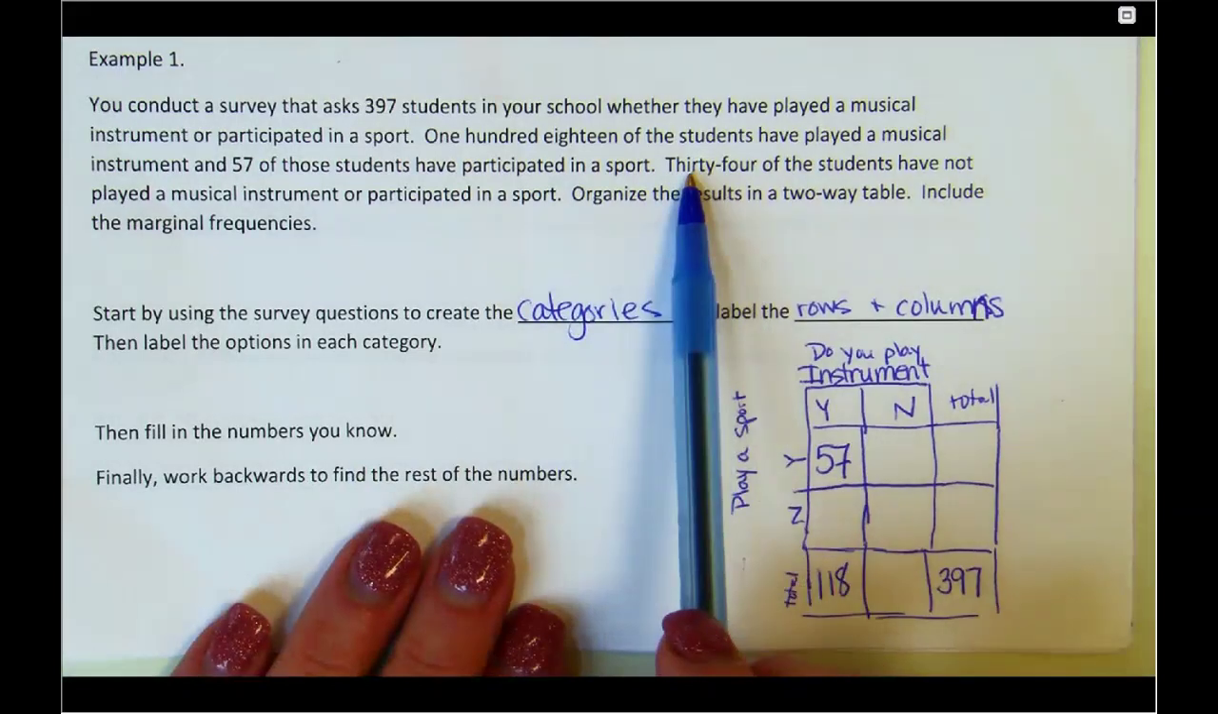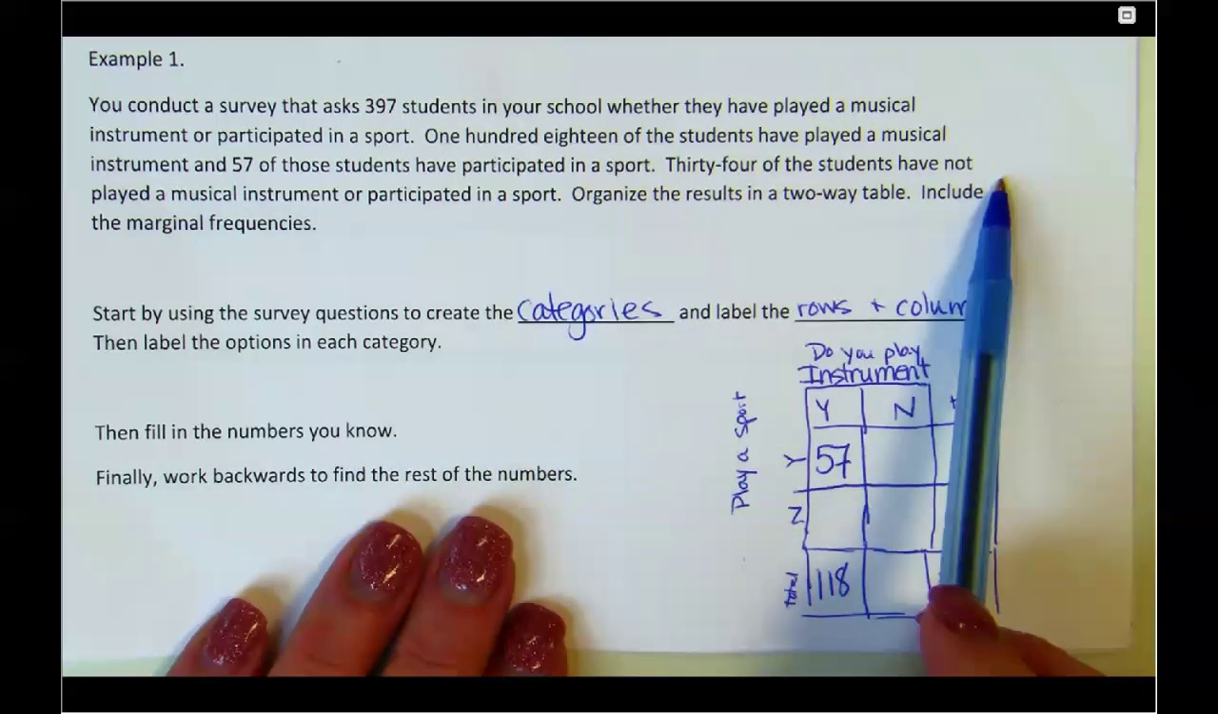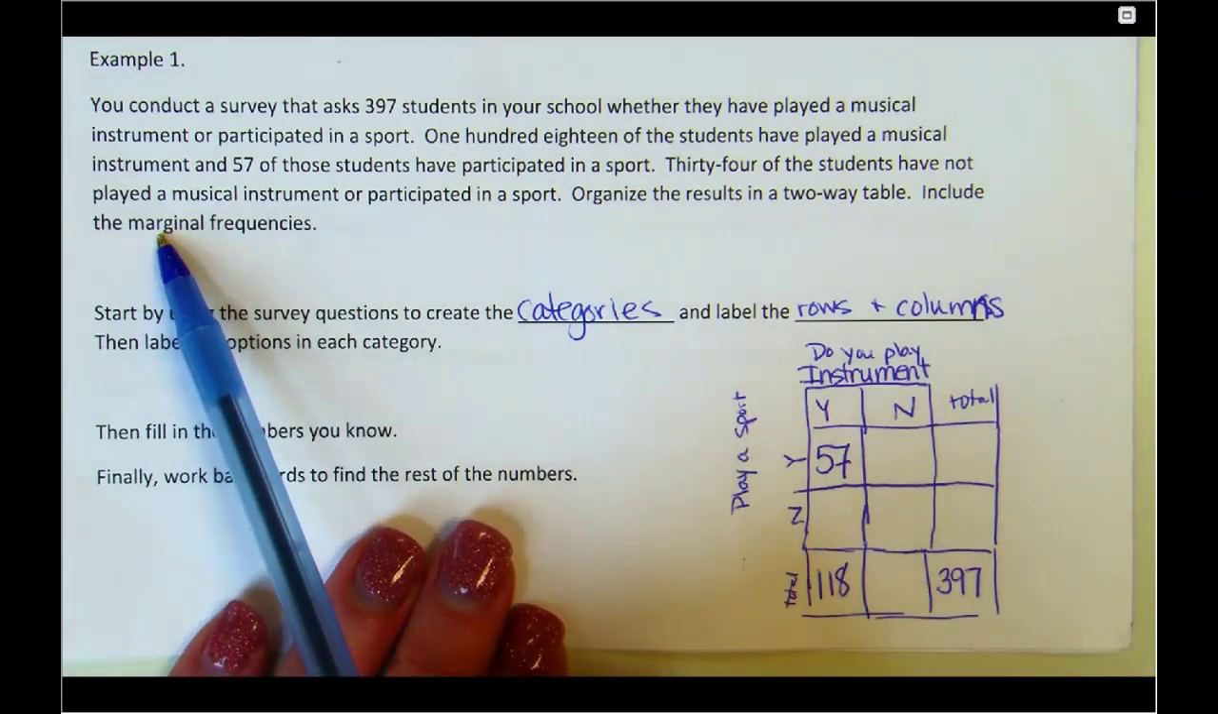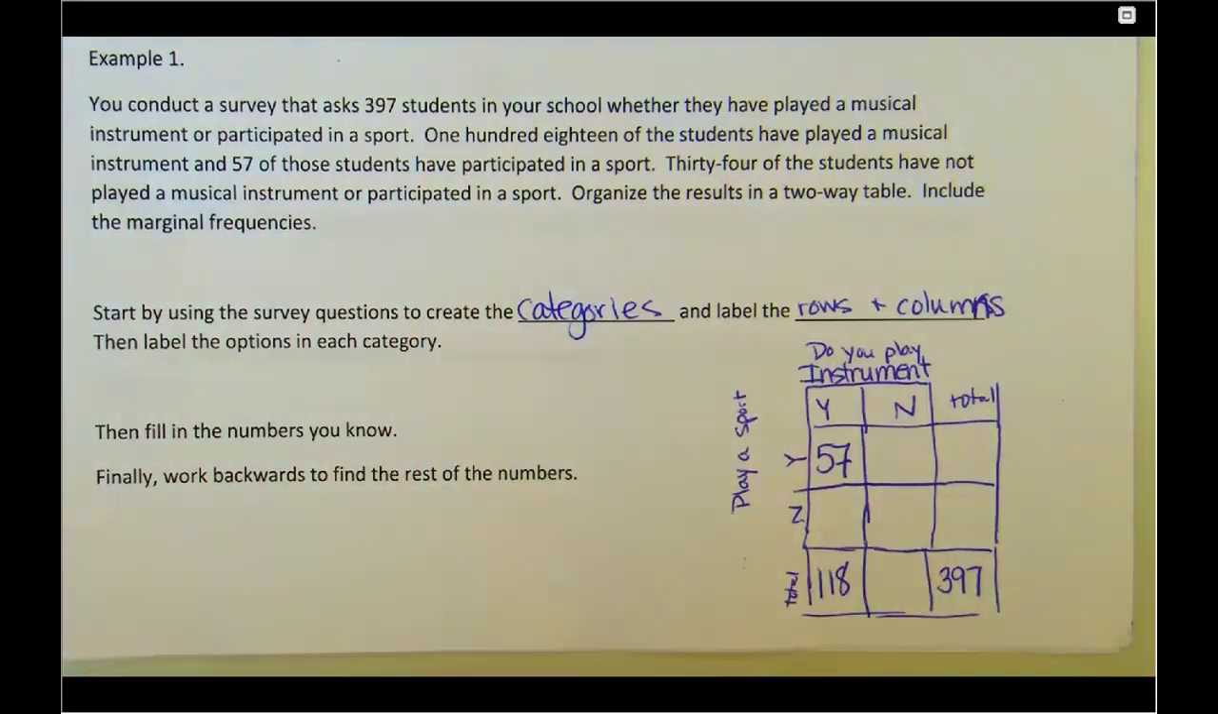Okay, next one. There's another number there, 34. 34 of the students have not played a musical instrument or participated in a sport. Where do those 34 go? Those are the no-nos. Correct. Now we have enough information, enough spaces, to fill in the rest of it. Please do that. This is what we did yesterday.